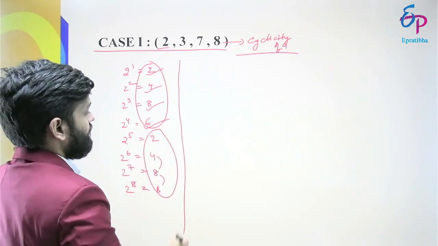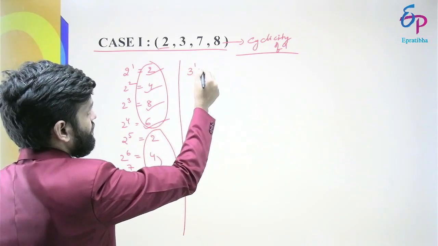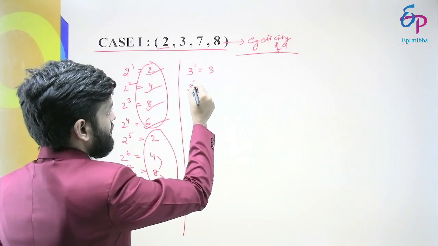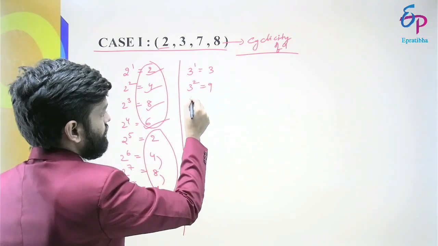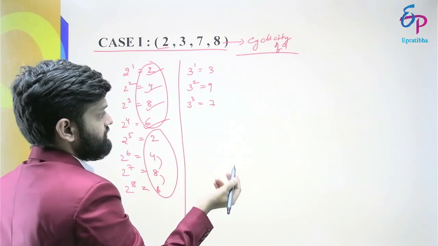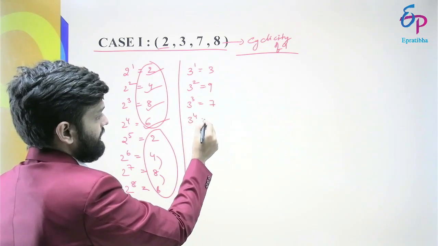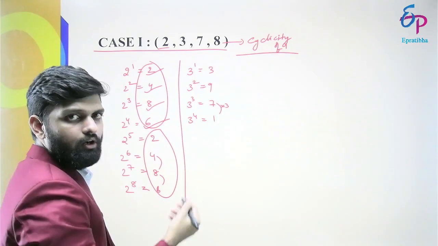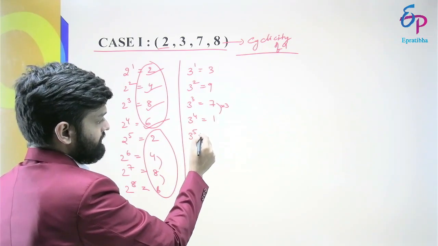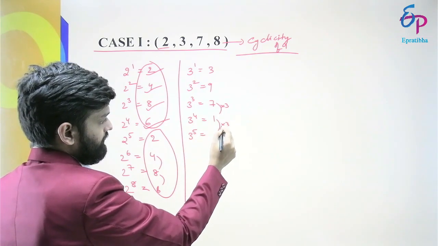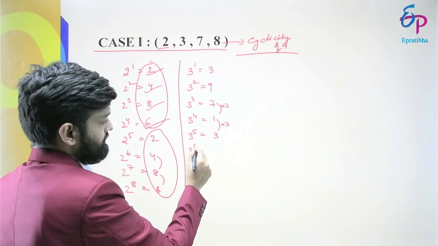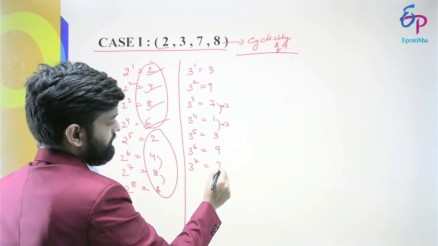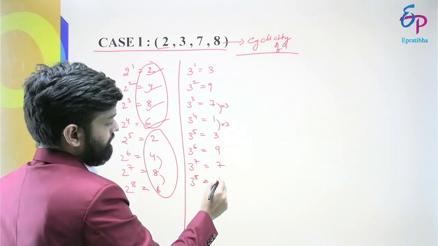Similarly, 3 also will follow the same cyclicity. 3 power 1 is 3. 3 square is 9. 3 cube is 27, the unit digit is 7. 3 power 4 is 81, the unit digit is 1. 3 power 5 is 3. 3 power 6 is again 9. 3 power 7 is again 7. 3 power 8 is again 1.